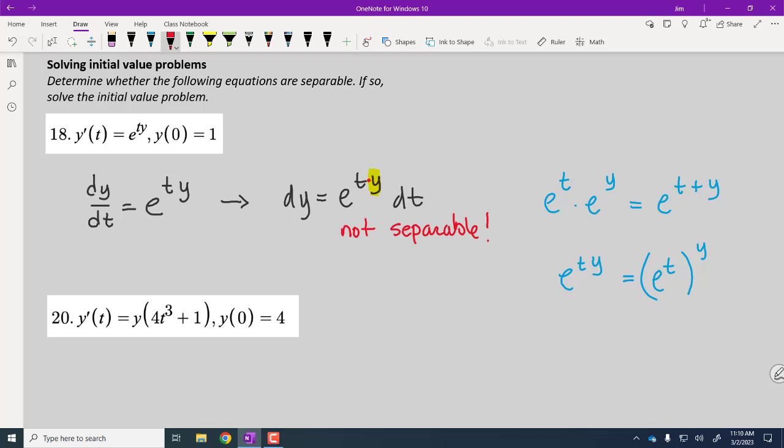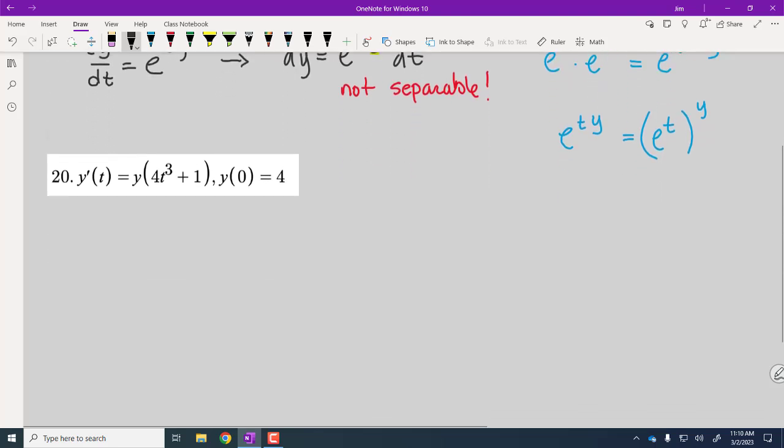Now, like Linda said, we could use this if there was addition. If that was addition right there, then we could turn it into e to the t times e to the y, and then we could divide the e to the y to the other side. So if there was addition instead of multiplication, that strategy would work beautifully. It's not always obvious that something is or is not separable. This is typically the problem if you have both variables multiplied together in an exponent position, because you can take apart a sum, but you can't break apart a product. All right, so that's not separable.